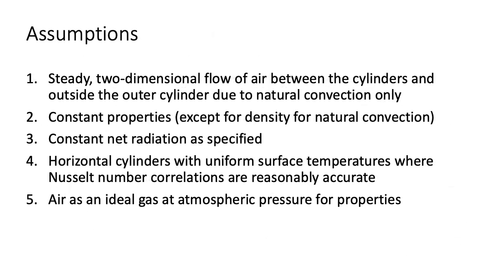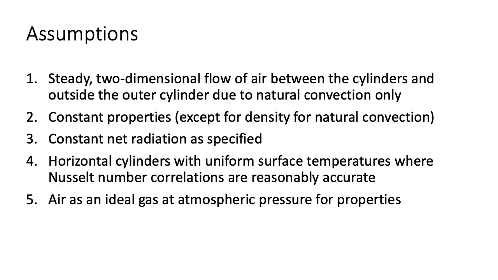Our first assumption for this problem is steady two-dimensional flow of air between the cylinders and outside the outer cylinder due to natural convection only. Our second assumption is constant properties. However, note that the density must be changing for natural convection to occur, but that we use a density at the mean temperature for our calculations. Our third assumption is that the net radiation specified is constant. Our fourth assumption is that the cylinders are horizontal with uniform surface temperatures where correlations are reasonably accurate.